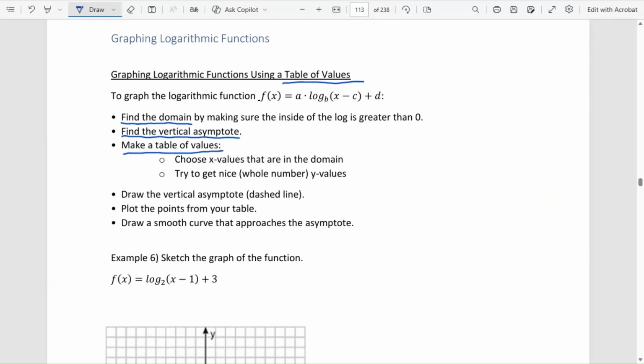After finding the domain and the vertical asymptote, we need to create a table of values. But we only choose the x values that are in the domain. If the domain is x greater than 3, you only choose the numbers that are greater than 3 to replace for x. But you only choose those that give you a nice whole number, not a decimal. Fractions are okay, but not decimals. And then after graphing the vertical asymptote and plotting the points, we can connect them and graph the function.